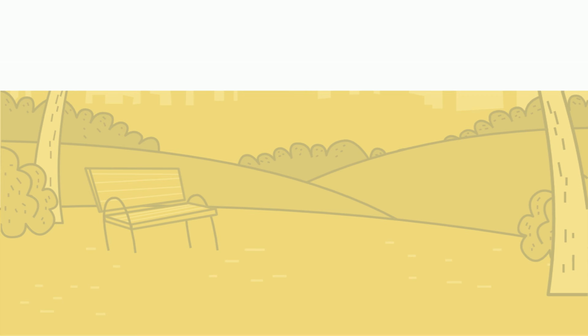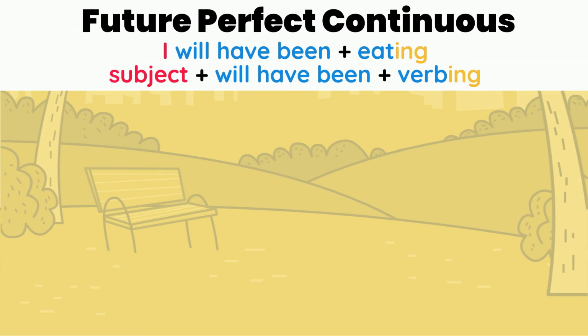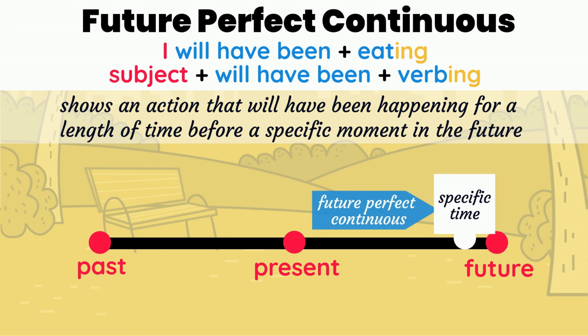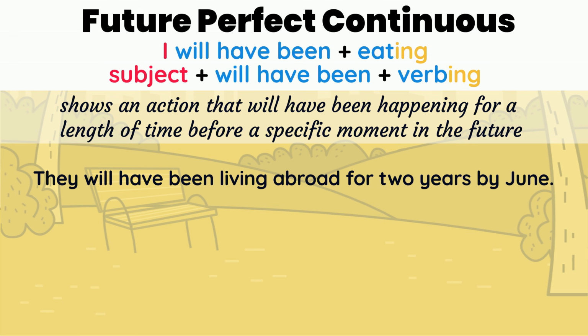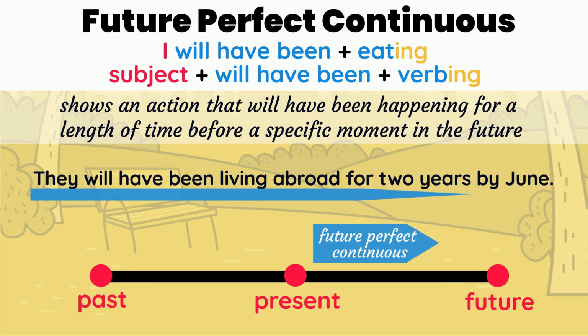Finally, let's take a look at our last verb tense, future perfect continuous, as in "I will have been eating." Future perfect continuous tense is used to show an action that will have been happening for a length of time before a specific moment in the future. It emphasizes duration. They will have been living abroad for 2 years by June. It emphasizes the duration of an action that will have been happening, for example, 2 years, up to a specific moment in the future, June.